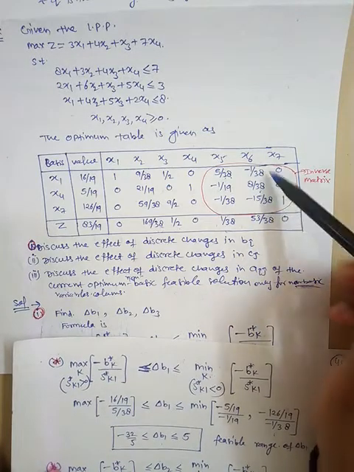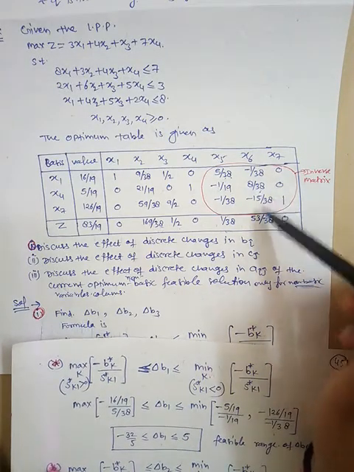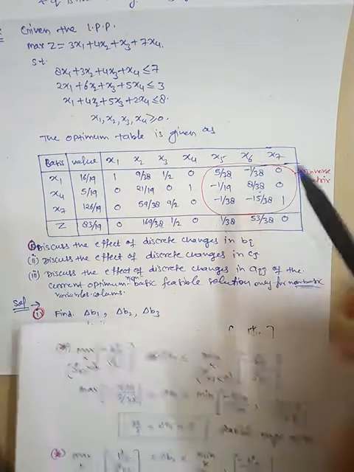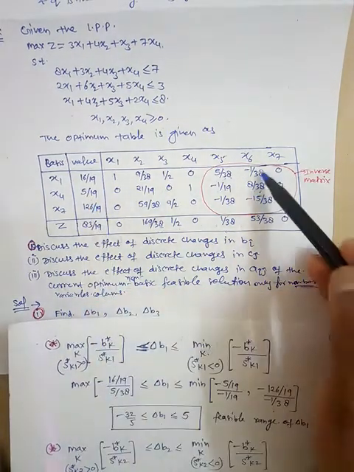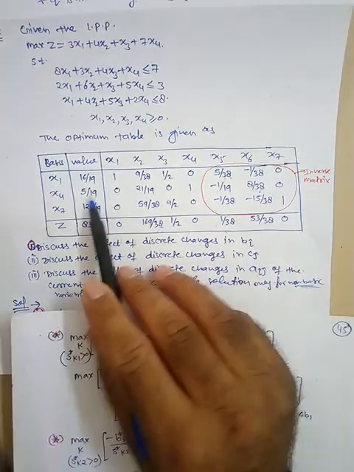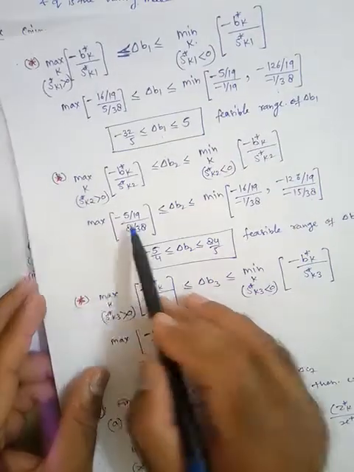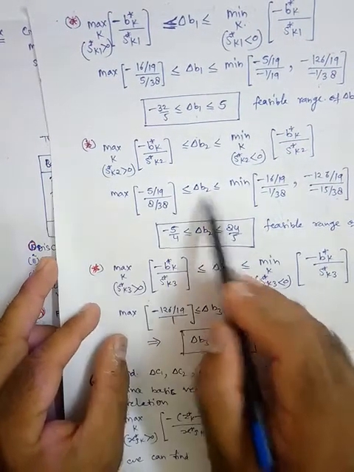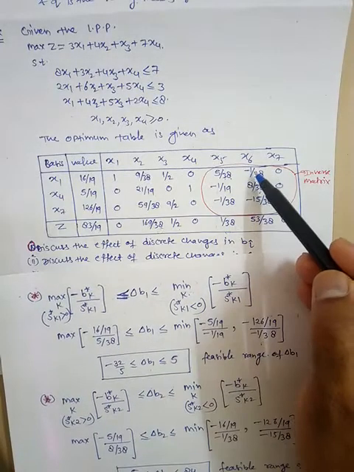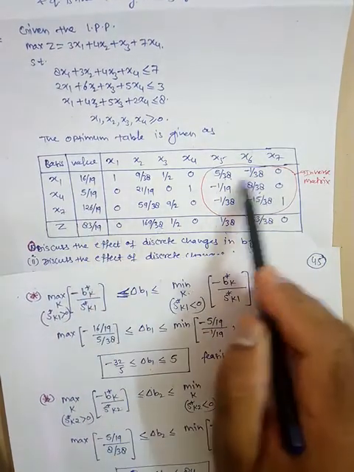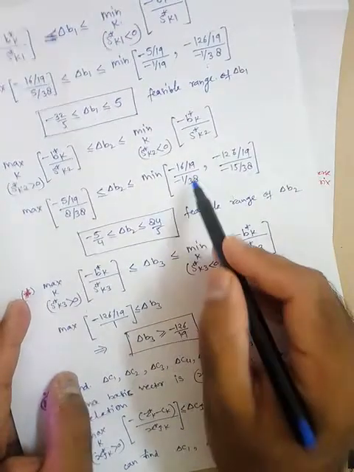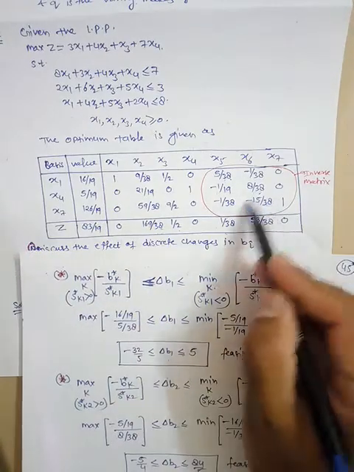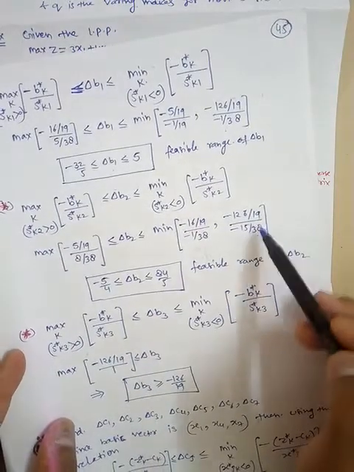Fine. Now similarly for delta b2, you can see we are having one positive and two negative values. The positive value corresponds to the left hand side and the negative values correspond to the right hand side. So the ratio 5 by 19 divided by 8 by 31, with the minus sign, came in the left hand side. Delta b2 is less than or equal to the minimum of these ratios, minus 16 by 19 divided by this value will come here. Similarly minus 126 by 19 divided by this value will come here. So find out the minimum.